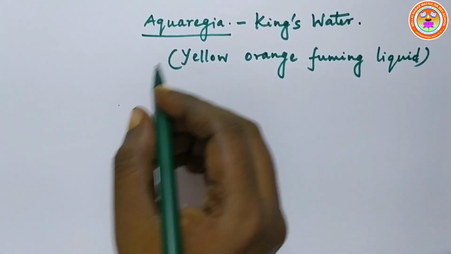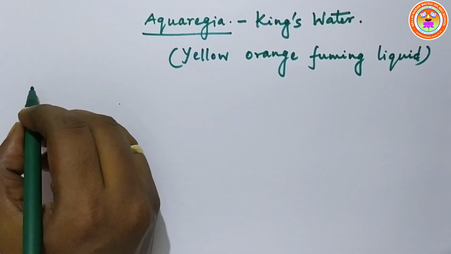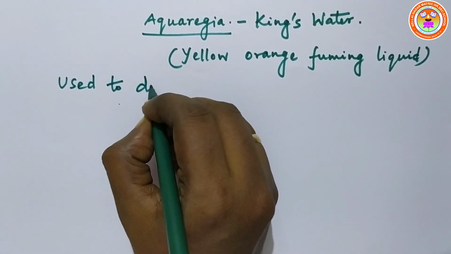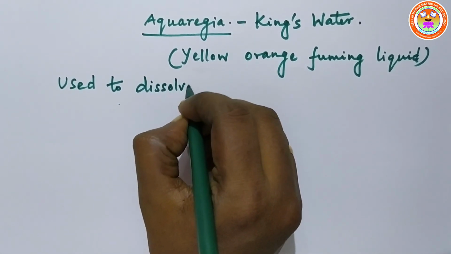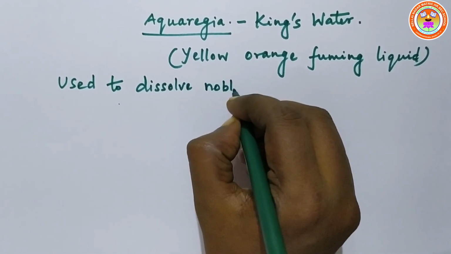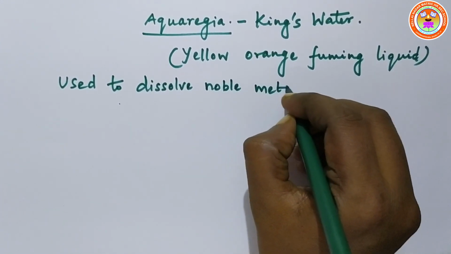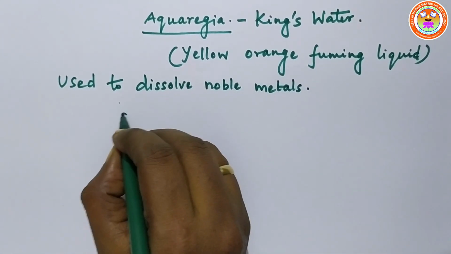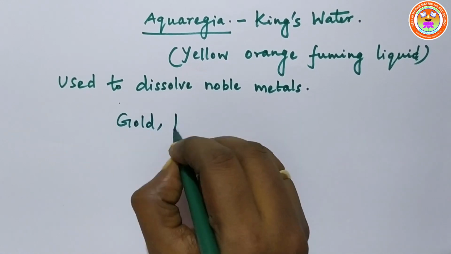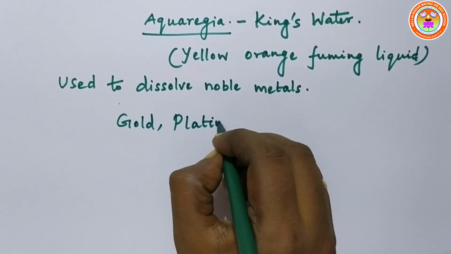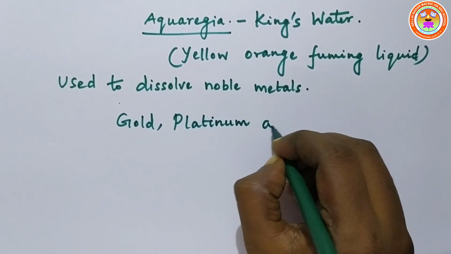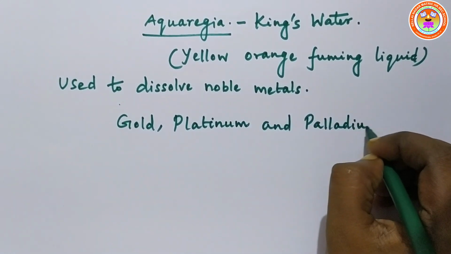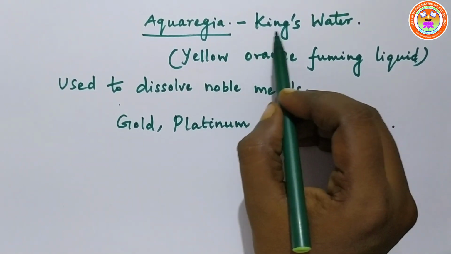Okay. Its importance is that it is used to dissolve noble metals. Especially, it is used to dissolve gold, platinum, and also palladium. And that's why it is called king's water.